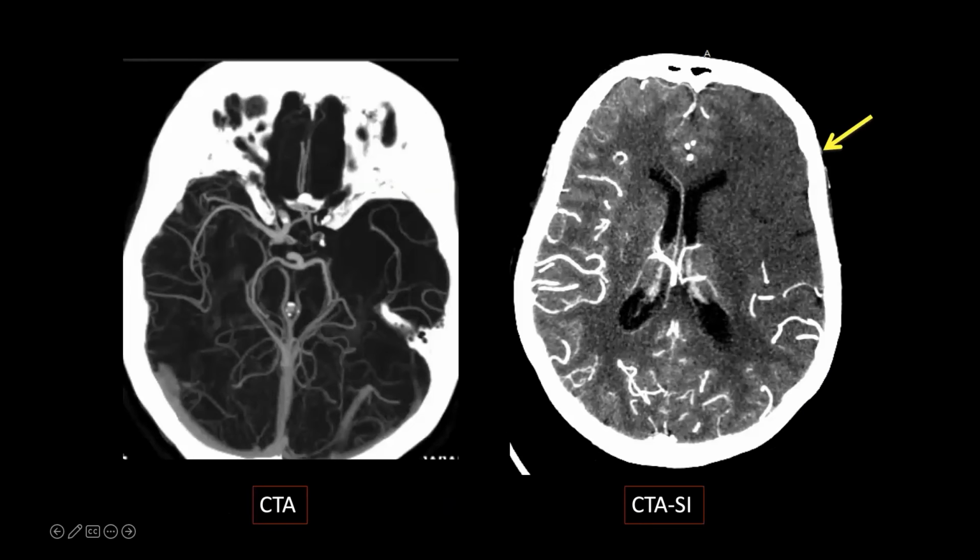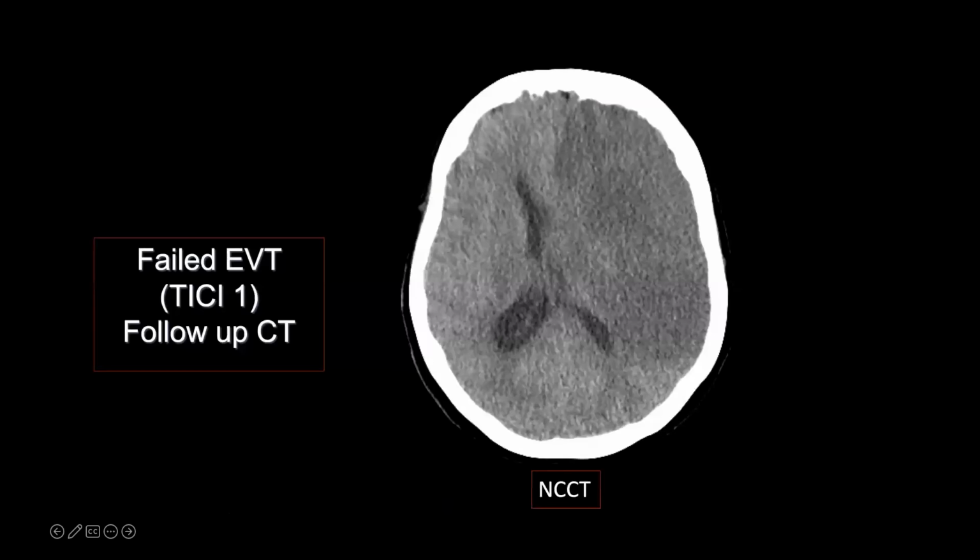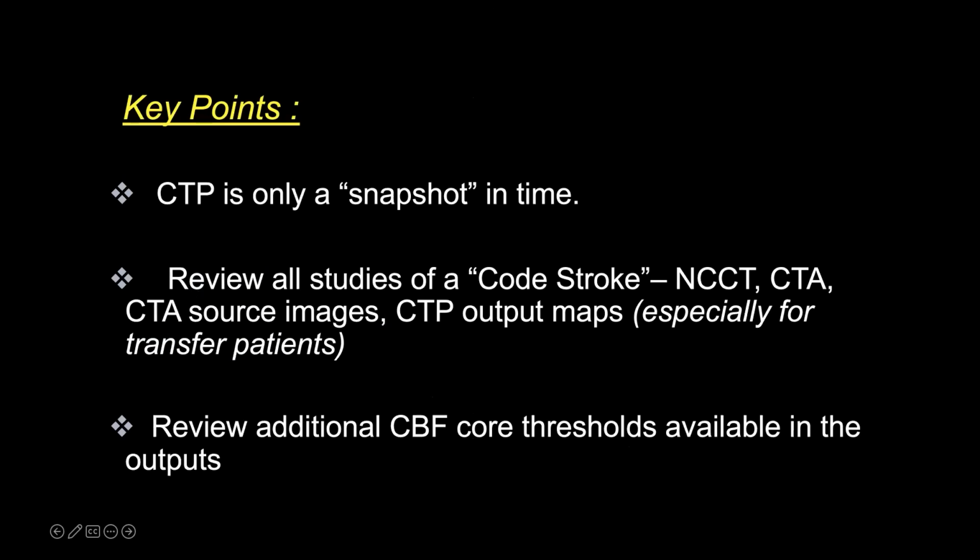We did take this patient for endovascular treatment because this was a relatively healthy patient. And again, this is an efficacious treatment. Unfortunately, it failed, EVT, TICI of 1. This is the follow-up CT. So the reason I'm showing these multiple examples is that here are a few key points when we think about core.